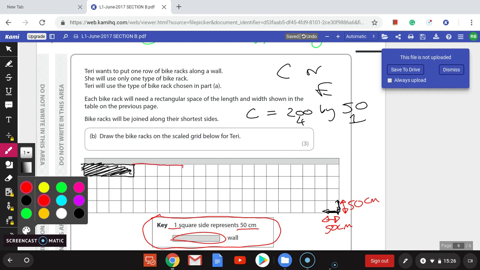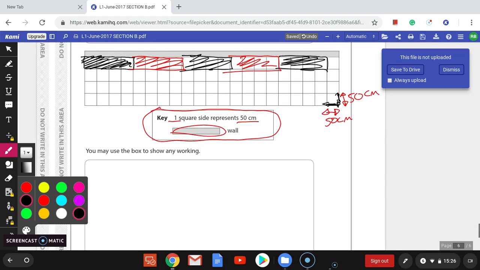I'm going to do these different colours so you can see they're different bike racks all the way along until you can't fit any more in. And that's it. You can't fit any more bike racks along there.